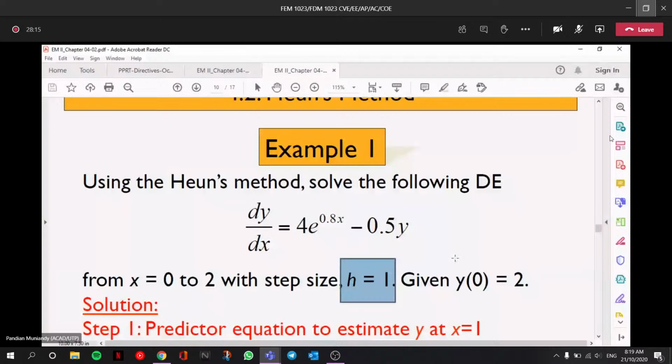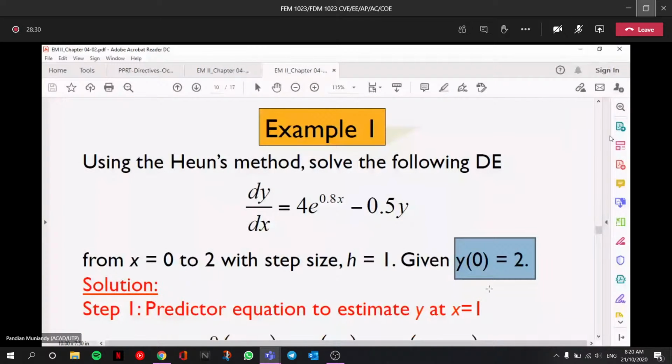And why not? When x0, y is 2. This is called the initial condition. If this one is not given, we cannot do it. So very difficult. So in the problem, you must have this initial condition. This problem is designed or constructed with this initial condition. If the initial condition changes, the final output will be different.